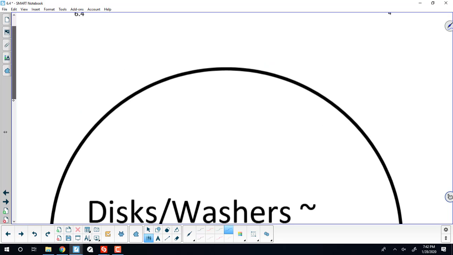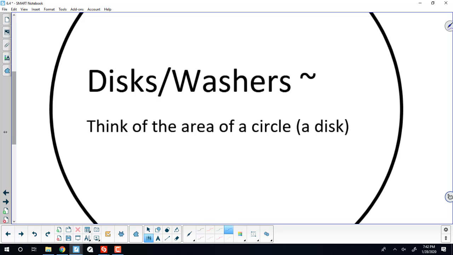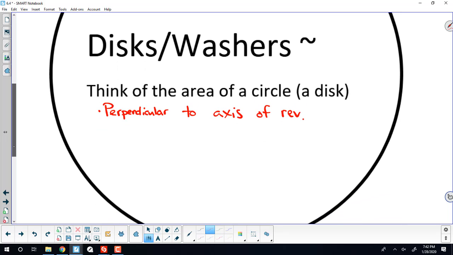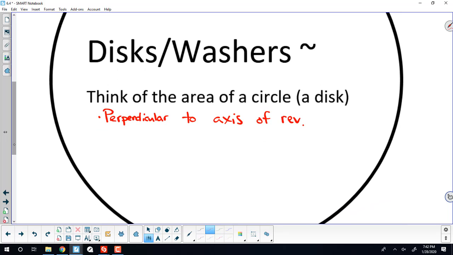Okay, our discs, as we said, discs or washers. Discs are perpendicular to the axis of revolution. Same thing here. Think about pi r squared: pi times your function squared, or pi times your outer function squared minus pi times your inner function squared.